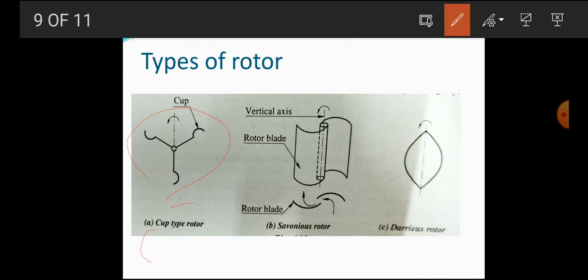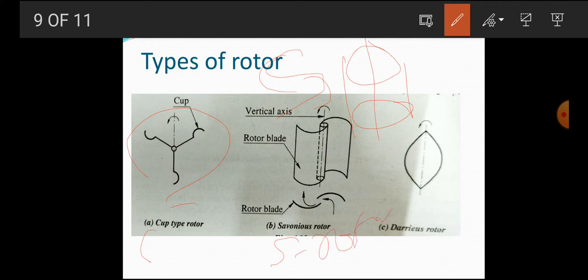Then there is the second rotor, the Savonius rotor. The Savonius rotor works like the cup rotor, but the rotor consists of two half cylinders. As you can see, if you cut a cylinder in the middle, you get two cups. These two cups are arranged in an S shape, and it is also known as the S rotor.